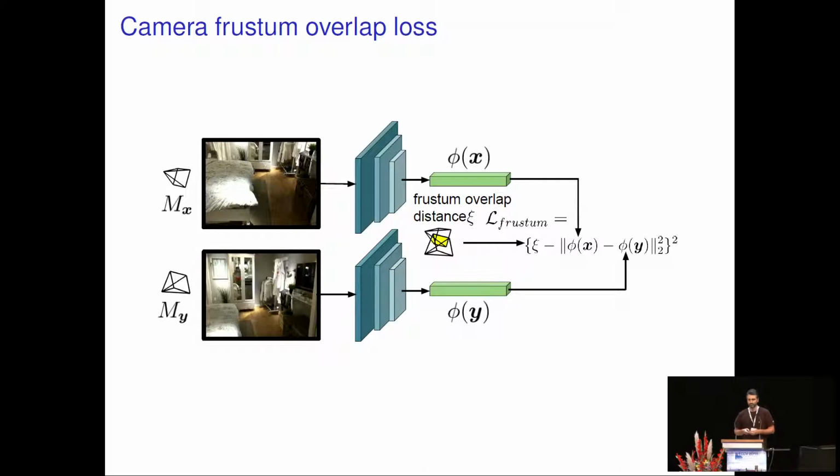And the way to learn this is simply by using a Siamese model, where we give as inputs the two images, and we also compute the frustum overlap, which is again denoted by the yellow area there. And we try to learn our embeddings from the feature network so that the distance between the two embeddings is exactly the same as the camera overlap.